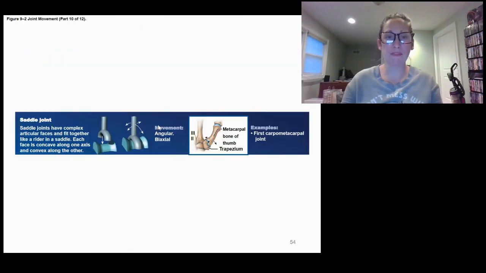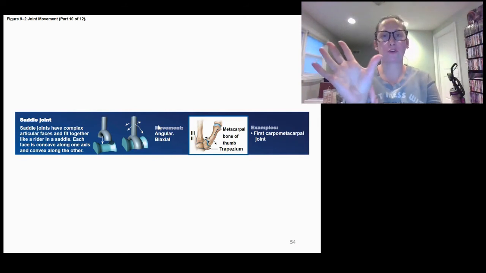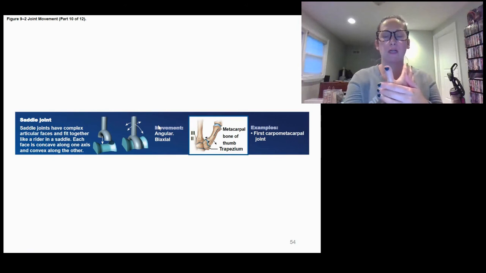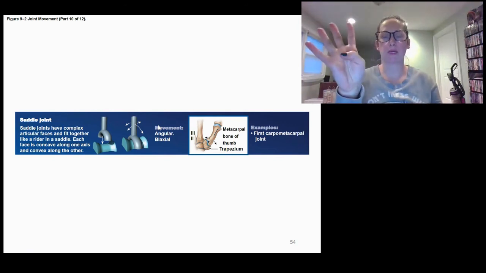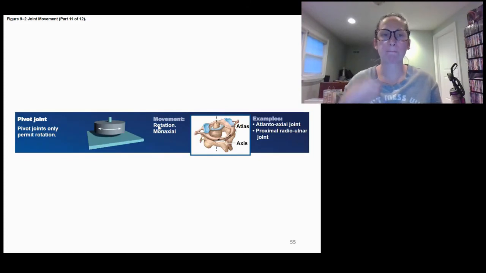The next three: your saddle joint is the joint of your first carpometacarpal, so your thumb, and that allows for that oppositional movement, all right, opposable thumbs, a unique characteristic to humans.